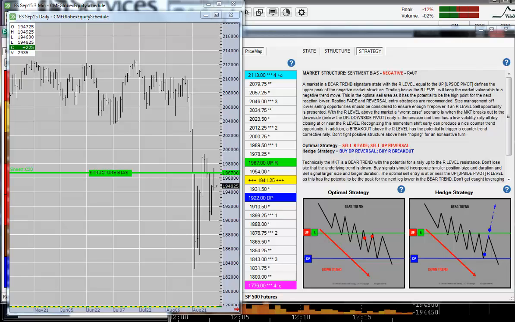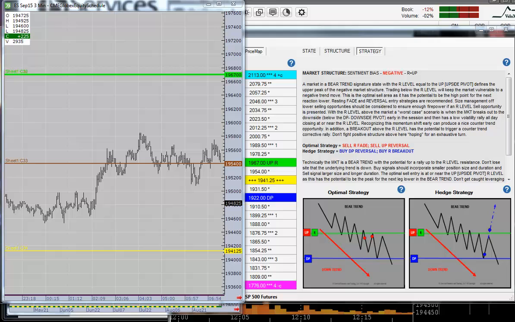Fact is, market S&Ps are in a bear trend. Fact is, structure bias is above the market with negative sentiment. Fact is, the optimal strategy is to fade momentum into that inflection point, and also if the market's going to break structure and transition, we may have these strategy themes to play out. So now let's take a look at the intraday action.